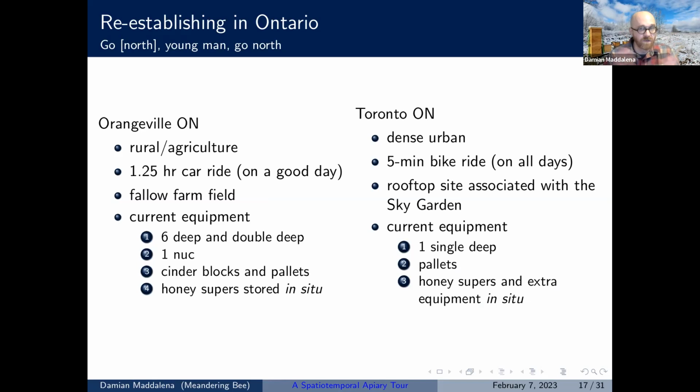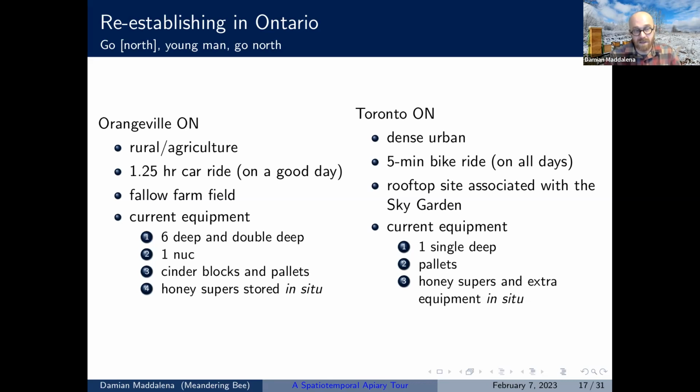Out in Orangeville, it's farmland, it's rural. It's about a 1.25 hour car ride on a good day. On a bad day, it can take much longer, as many of you know. Not a bad trip. My son and I go up there, listen to the radio, chat. But on a long day out in the field, it can be a long ride home if there have been accidents on any of those roads back to Toronto. It's a fallow farm field, and I'll show you a picture from the sky in a minute. Currently, I've got 6 colonies out there, a mixture of deeps and double deeps. There's one nuc that I'm trying to overwinter more as an experiment. Everything's sitting on cinder blocks, and I'm storing honey supers out there on site.